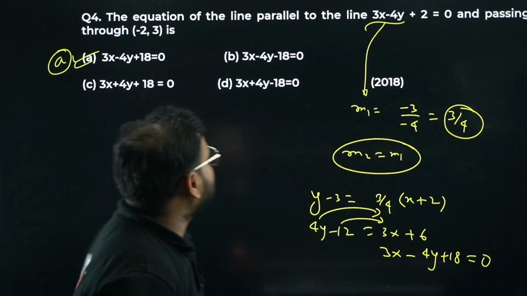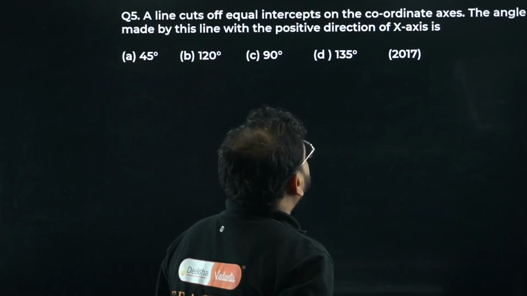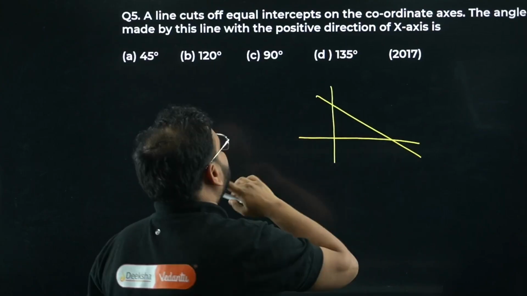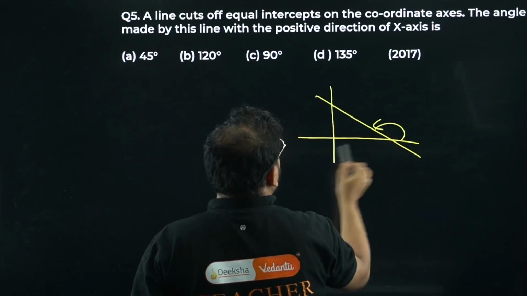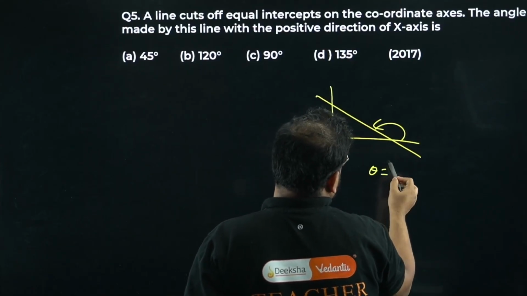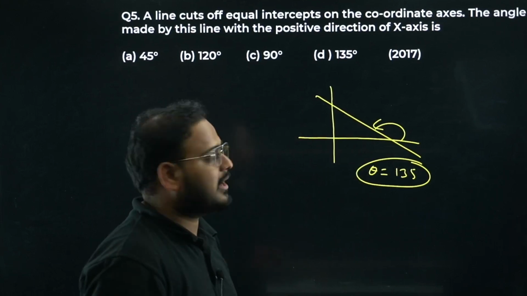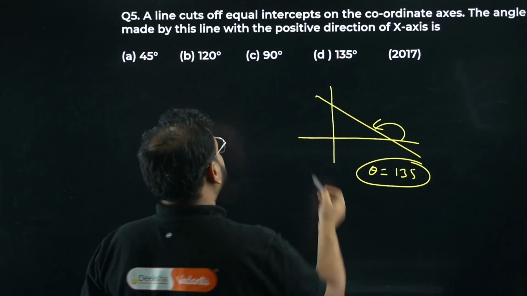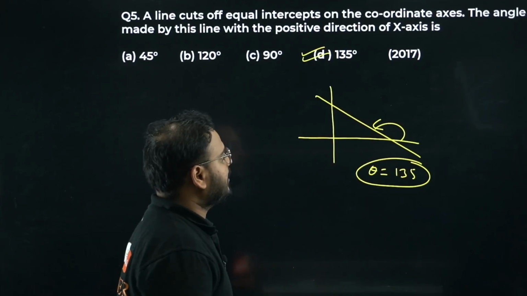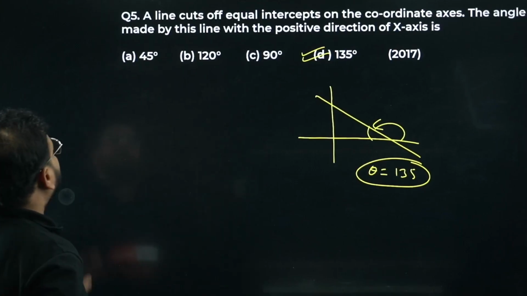Fourth is done. Fifth now. A line cuts off equal intercepts in the positive direction like this. So how much is it going to be? It will have the angle as 135. Equal intercept means it will have the slope as minus 1. So 135, option D is correct. This is 45. Please check. Fifth is done.